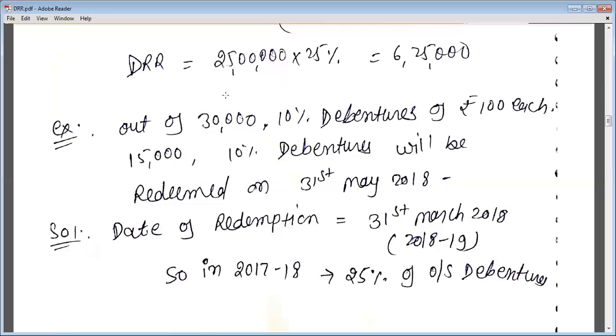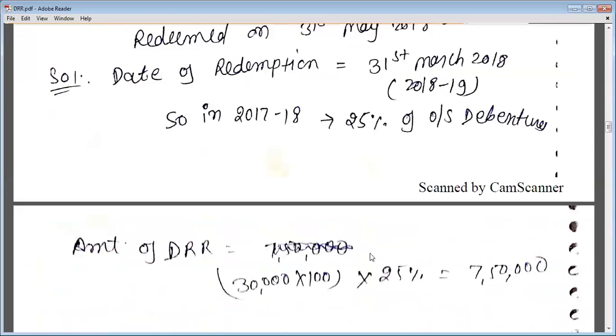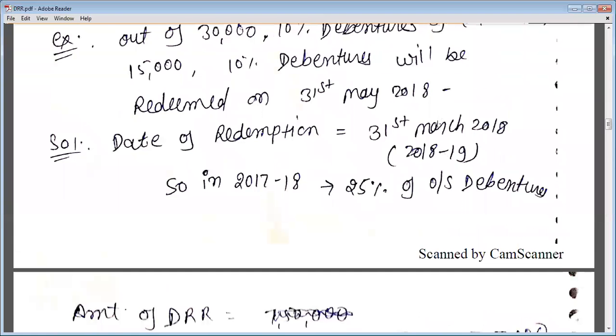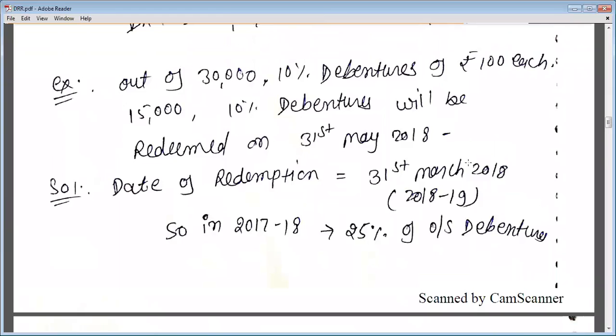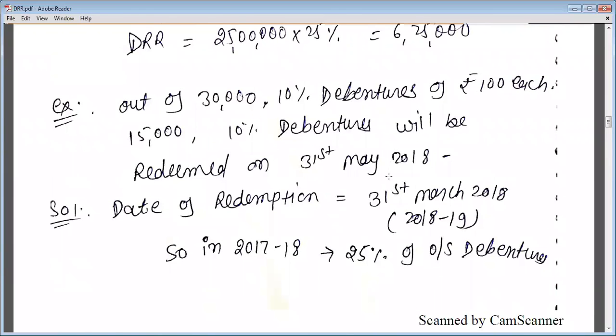So at the end of the year, you have 30,000 outstanding debentures. So we will make the provision on debentures, that is 25% of outstanding debentures. So outstanding debentures are 30,000 multiplied by 100, that is 3 lakhs. 25% of 3 lakhs, that means 7,50,000 will be transferred to DRR up to 31st March 2018. If you are able to do so, then you can redeem the debentures on 31st May 2018.